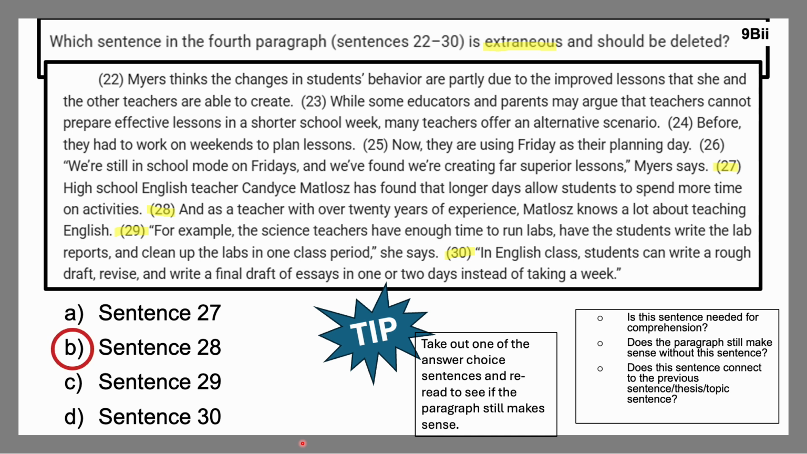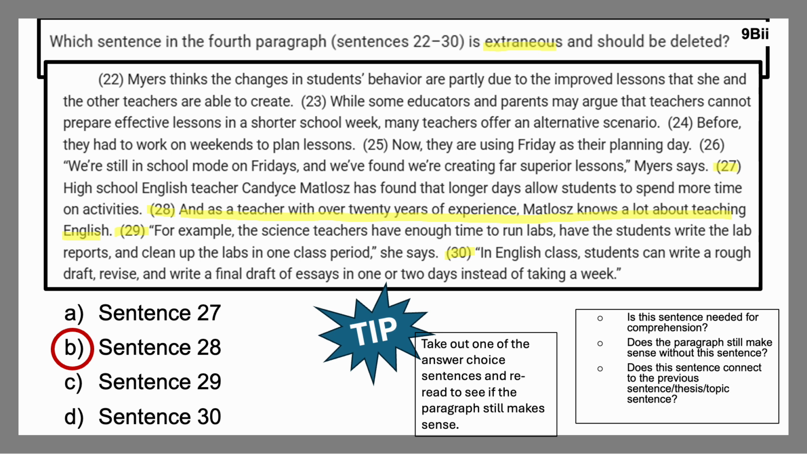All right, the correct answer is B, sentence 28. We want to take out sentence 28, and I'm going to highlight that one just so we can see why. Hopefully you picked that too, but if not, don't worry. We're going to go over it so that you know why this is the correct answer. That highlighter is a little bit dark, but we can still see that sentence there.